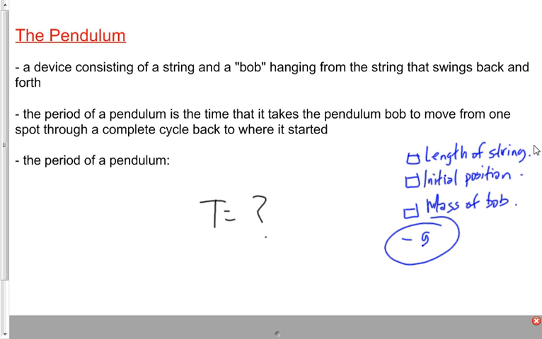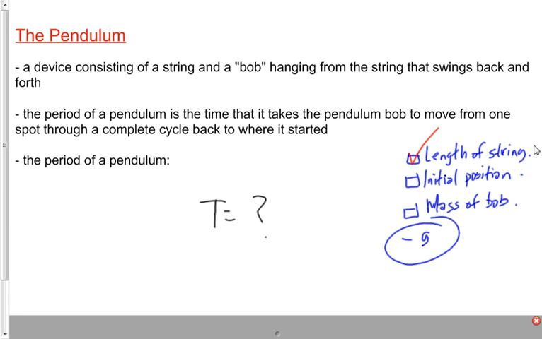Okay, now let's change the length of it. Let's decrease the length of it. Same angle, start, stop, start, stop, start, stop. Did the length of the string matter? Yeah, when I made it shorter, then the period decreased dramatically, so much so that I could tell that it was a smaller period even without timing it. So the length of the string definitely mattered.